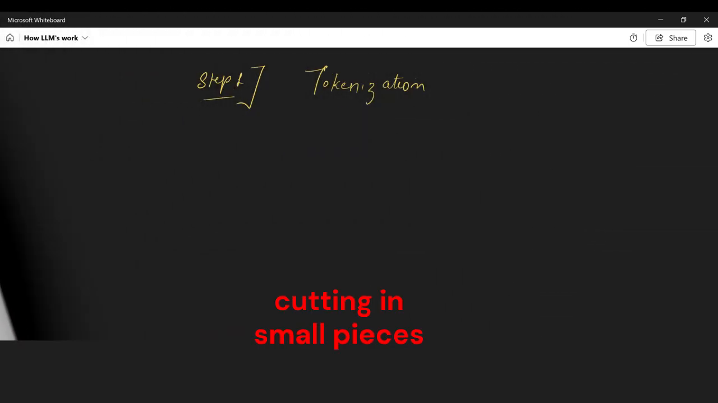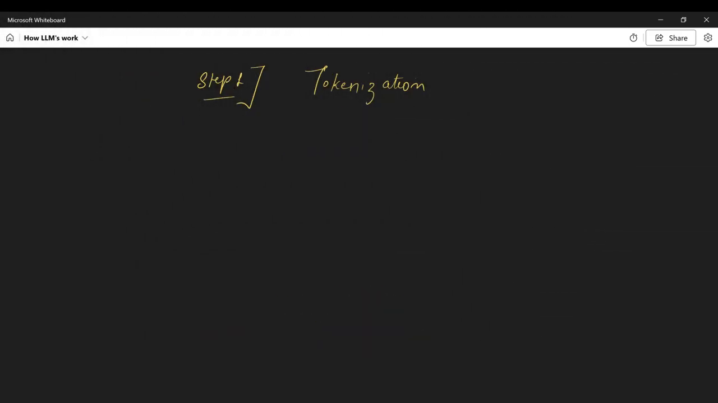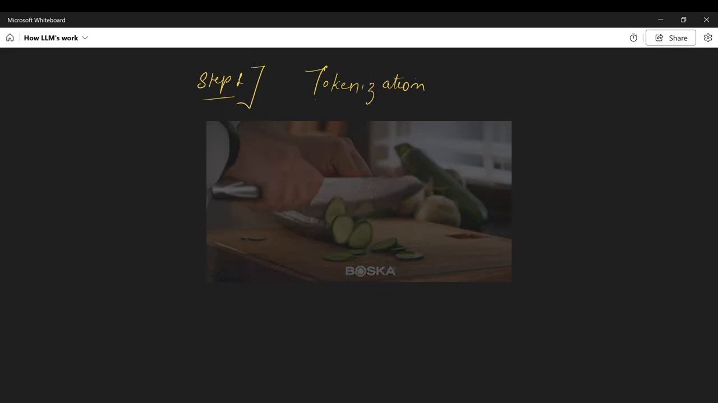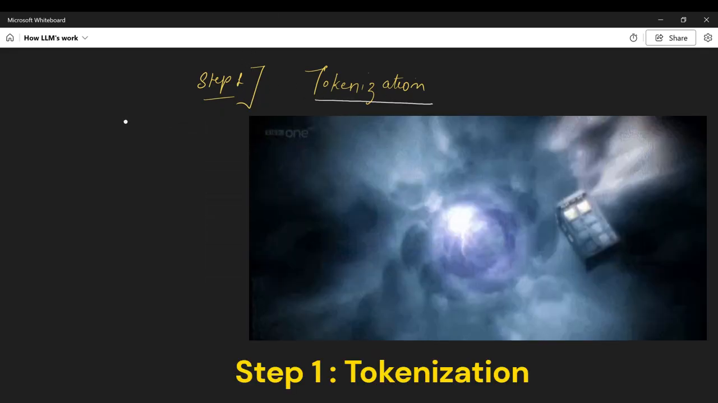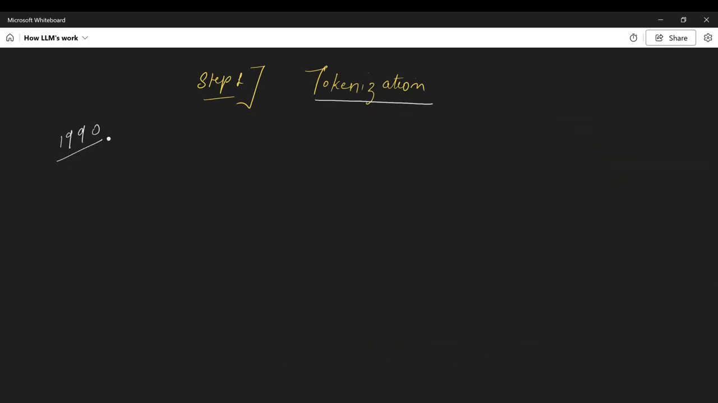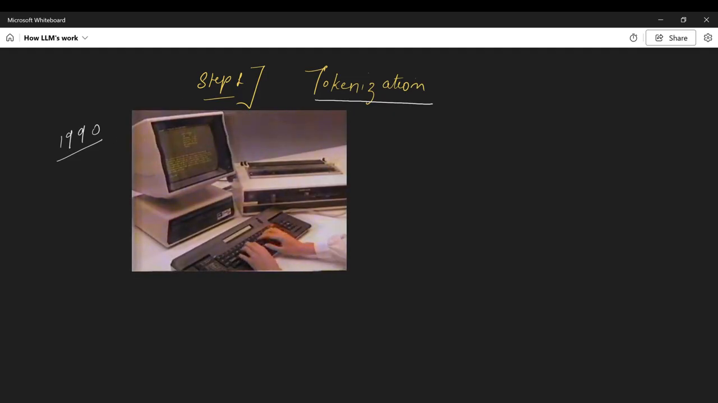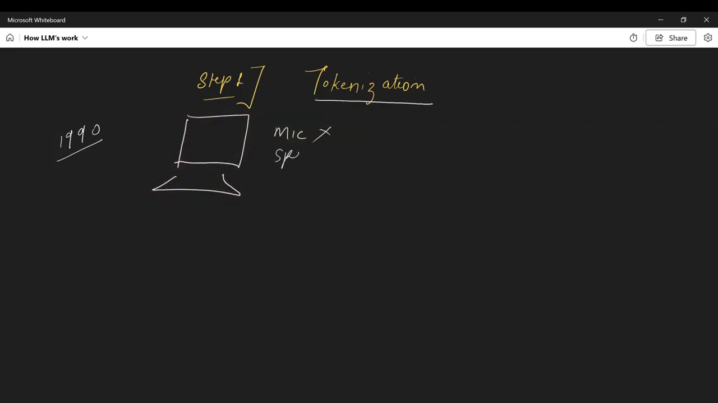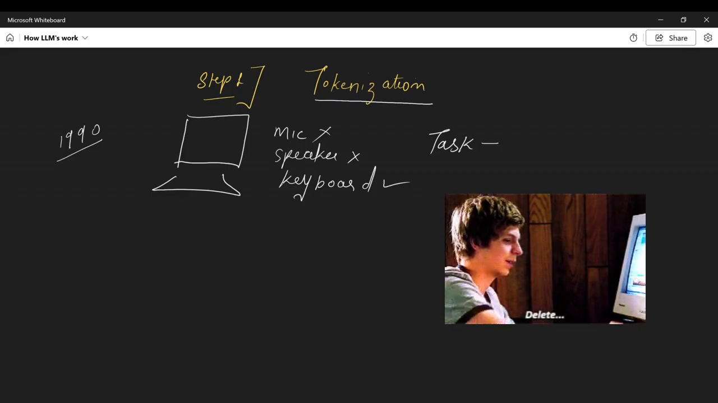Let's move on to step two, which is tokenization. Tokenization is cutting into smaller pieces. Let's call it that way. Suppose you have time traveled and you are in the year 1990. You've been given an old desktop computer which does not have a mic, it doesn't have a speaker. The only thing this computer has is a keyboard. You've been given a task on this computer to teach the computer English language.